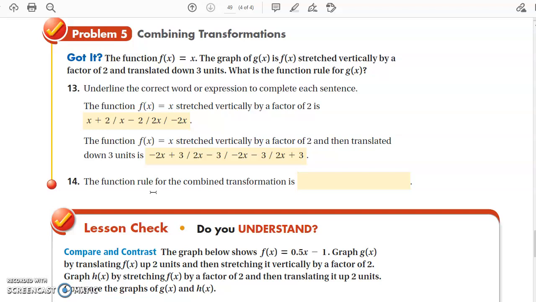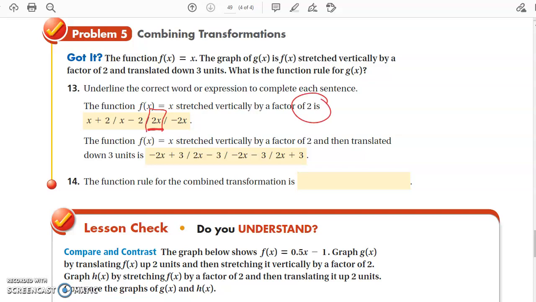The function f of x equals x stretched vertically by a factor of 2 is, right? And we're going to circle right here just 2. So a lot of stuff going on here. Remember, we're just going to stretch it by a factor of 2. So it's 2 times x.